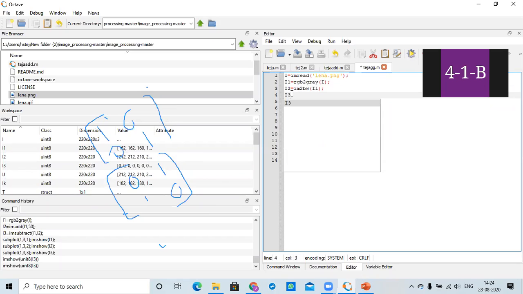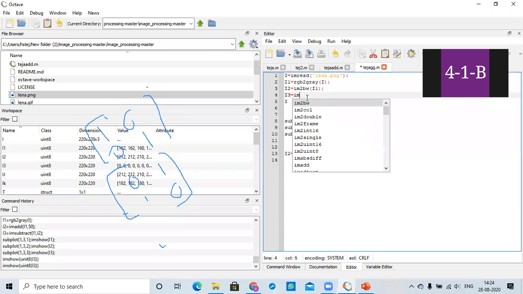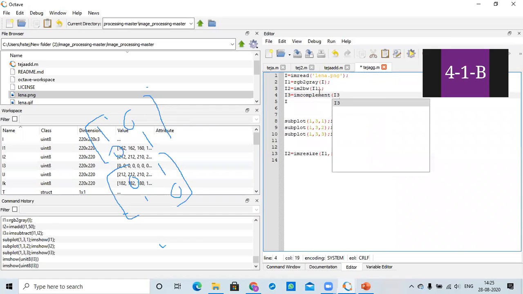Then suppose I3 is equal to, after the black and white image, IM complement I3. So these are all practical things. Okay, let us run this one.